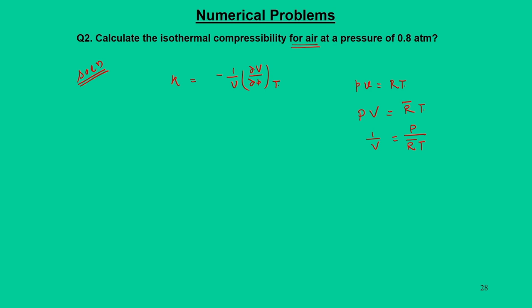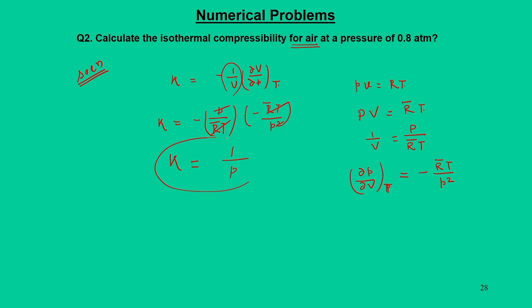From these we can write dV by dP at constant T, which is nothing but minus R bar T divided by P square. When you put this equation here, kappa is equal to minus, and 1 by V we can write as P by R bar T, times dV by dP equal to minus R bar T by P square. This gets cancelled, P also gets cancelled. So, kappa, which is the isothermal compressibility, is equal to 1 by P, that is the reciprocal of pressure.